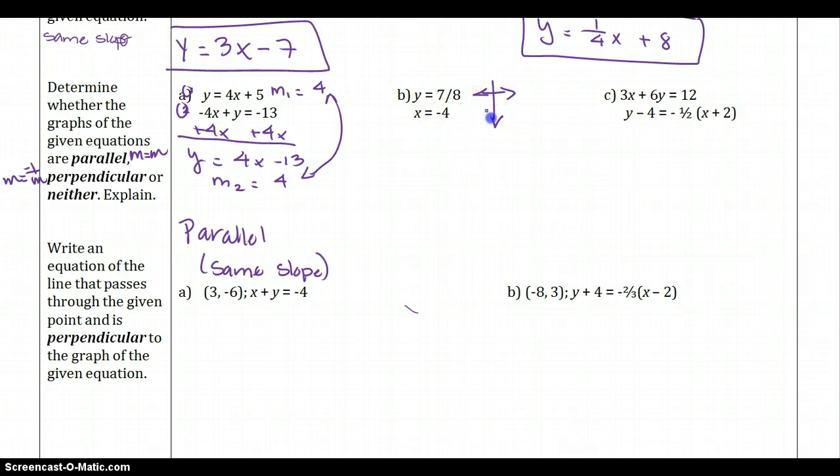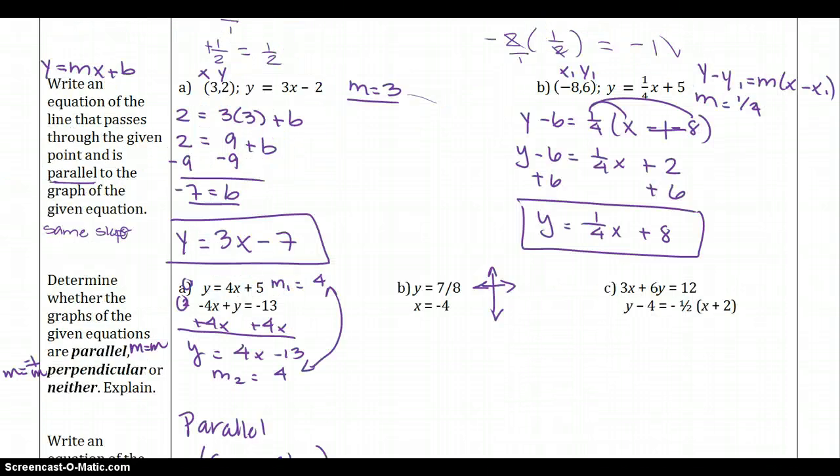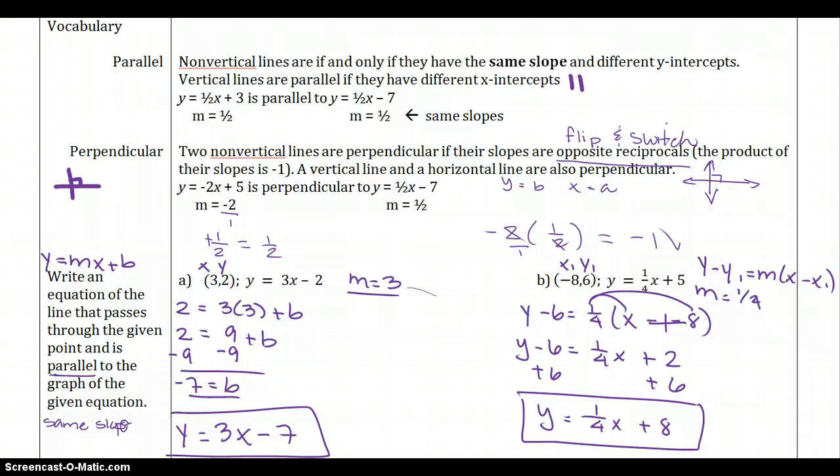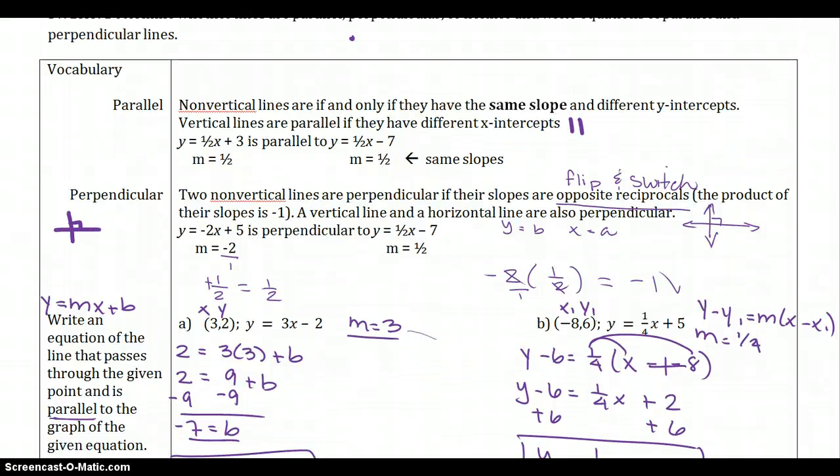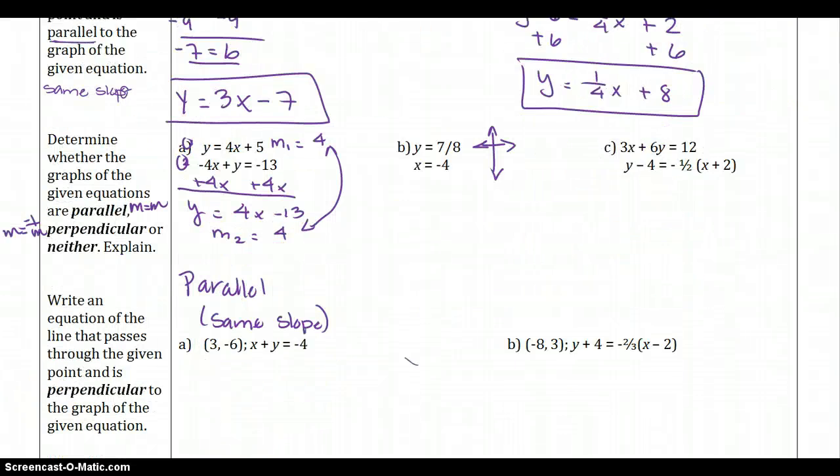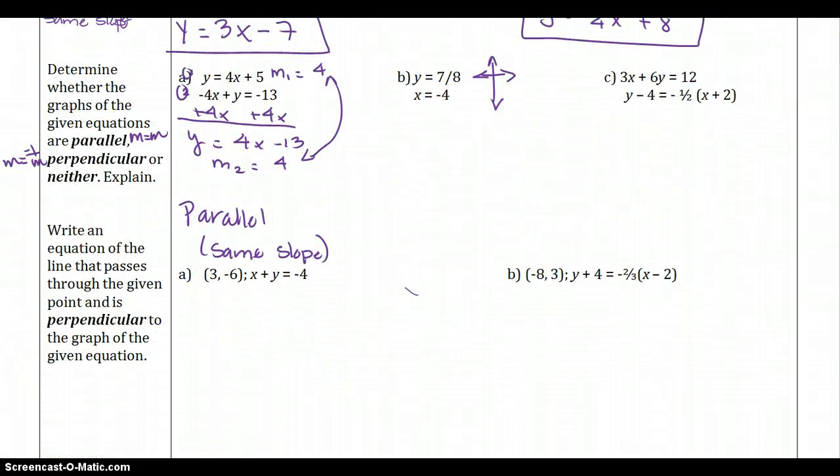And we said in the very beginning that if we have a horizontal line and a vertical line, they are automatically going to be perpendicular because they'll form this right angle right there. So looking at this without doing any more work, I'm going to say that these are perpendicular.